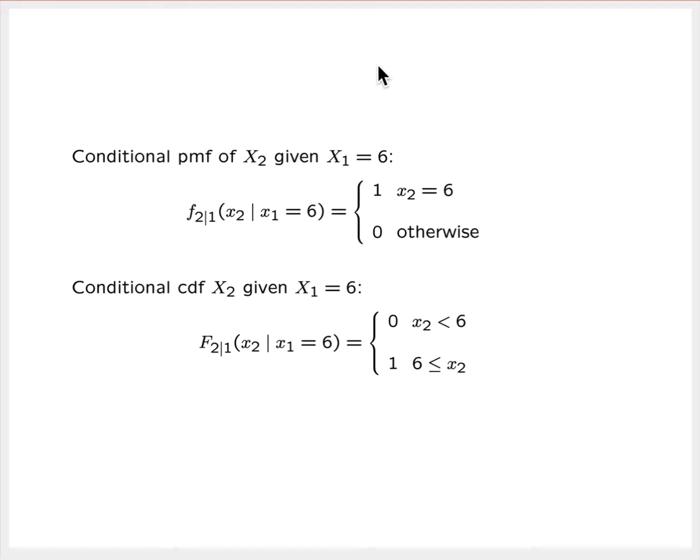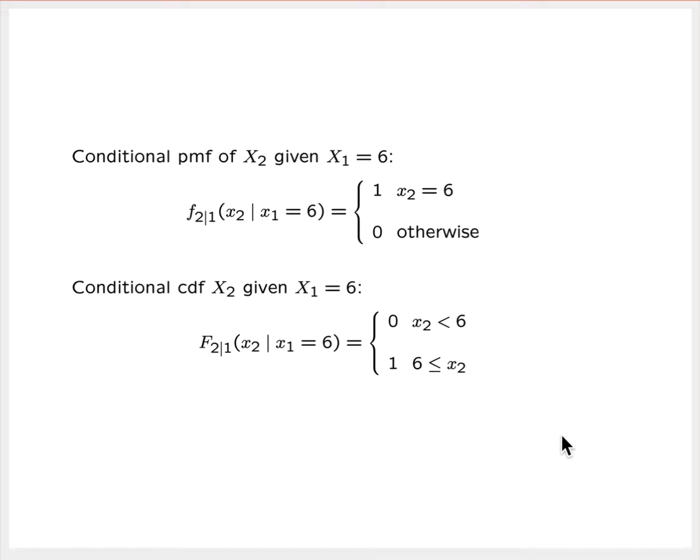And then finally, when x1 is equal to 6, there's only one possible value that x2 can take on. It gets all the probability, and so the conditional PMF of x2 given x1 equal to 6 is 1 if x2 is equal to 6, and it's 0 otherwise. Okay, and then from that we can easily construct the conditional CDF. So that's how we can construct the conditional PMFs using the tabular representation.